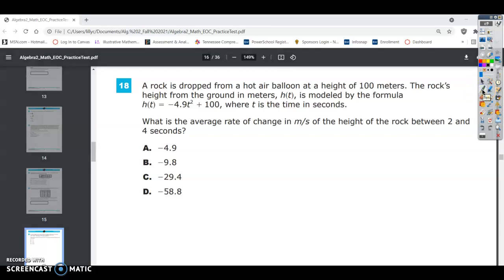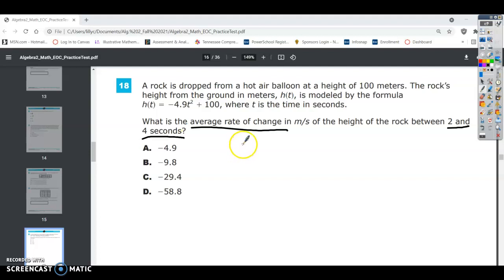Algebra 2 EOC practice test number 18. A rock is dropped from a hot air balloon at a height of 100 meters. The rock's height from the ground in meters, h of t, is modeled by the formula here, where t is the time in seconds. What is the average rate of change of the height of the rock between 2 and 4 seconds? Alright, so remember the average rate of change is similar to the slope.